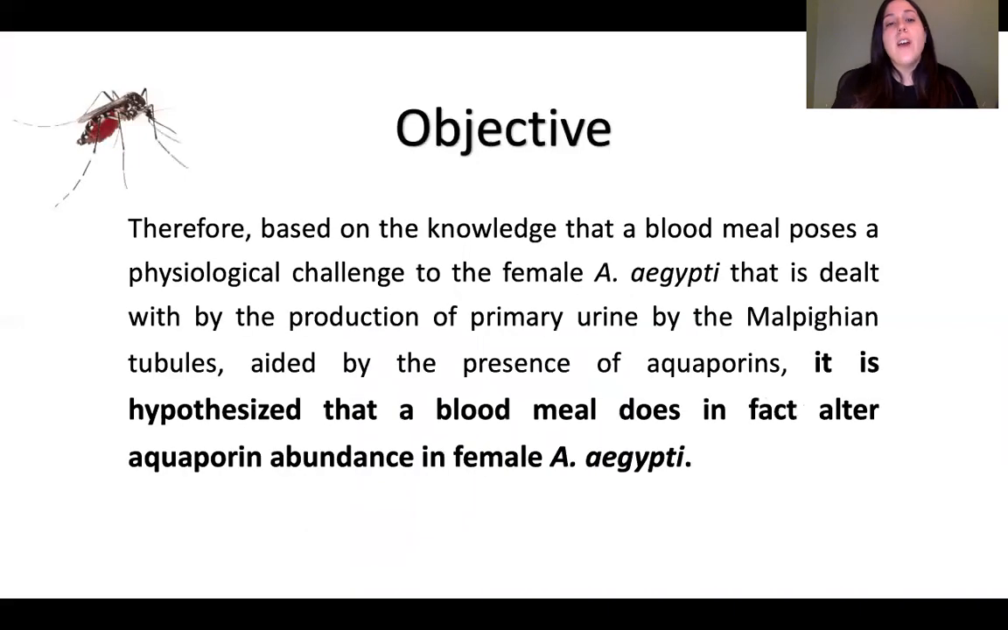So the objective of my research, therefore, is based on the knowledge that a blood meal poses a physiological challenge to the female Aedes aegypti that is dealt with by the production of primary urine by the Malpighian tubules, aided by the presence of aquaporins. It is hypothesized that a blood meal does in fact alter aquaporin abundance in female Aedes aegypti.